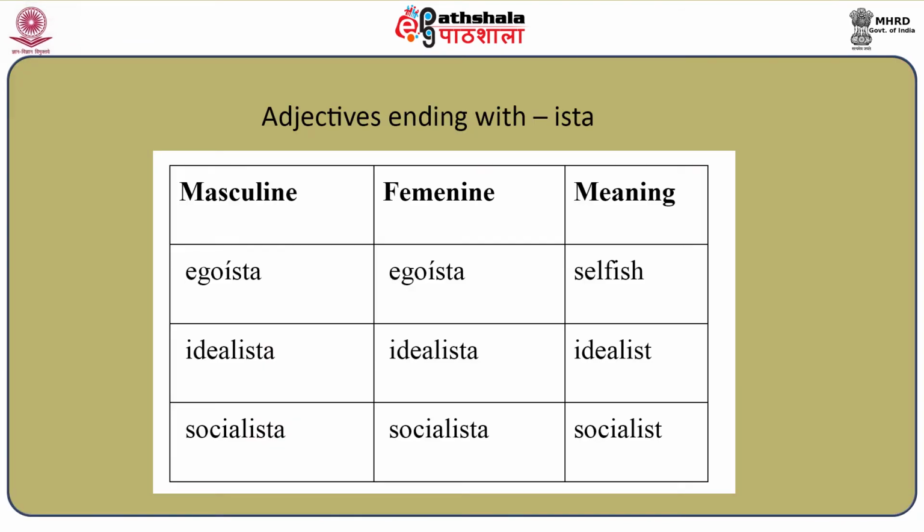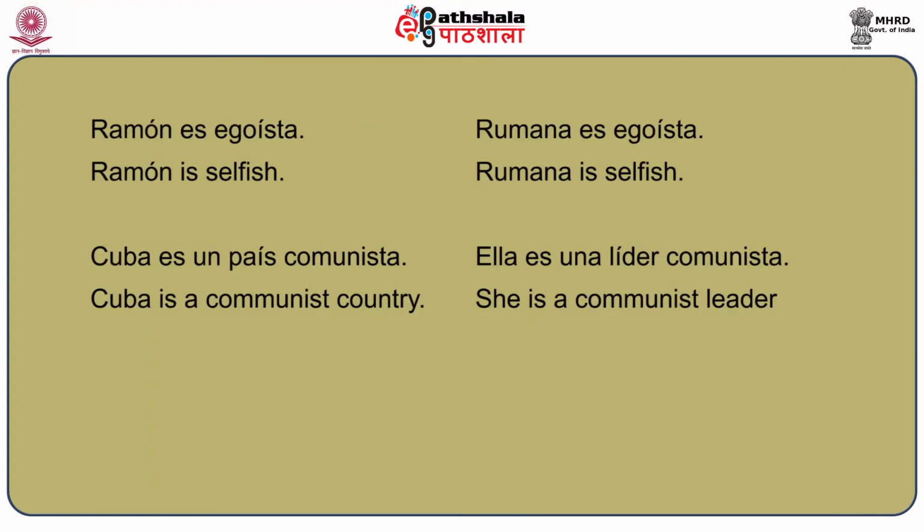Now the second form of adjectives which does not change is the adjectives ending in -ista, that is egoísta. So it is el egoísta or la egoísta or egoísta, which means selfish. So adjectives like egoísta, idealista or socialista will not change. Egoísta means selfish, idealista means idealist person, and socialista is socialist. For example, Ramón es egoísta y Rumana es egoísta, meaning Ramón is selfish and Rumana is selfish.